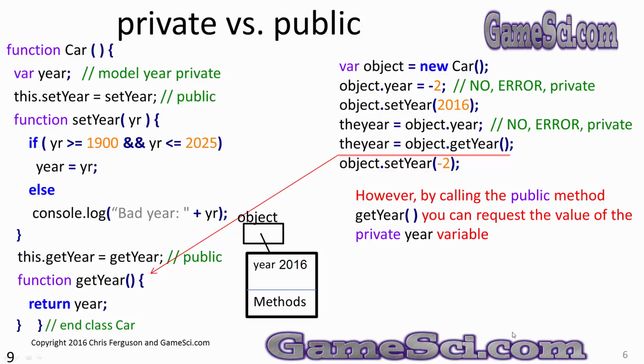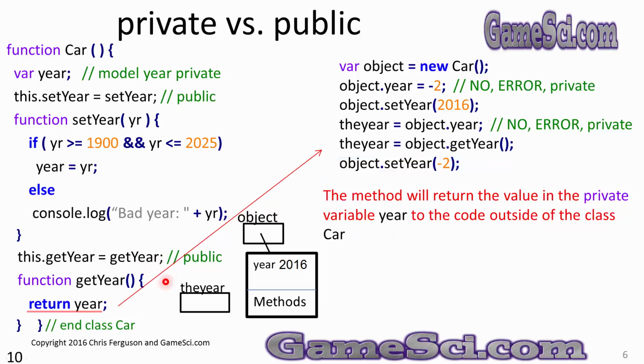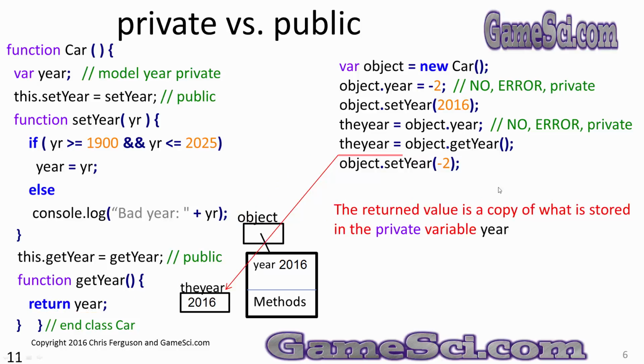The year equals object.getYear. By calling a public method, getYear, you can request the value of a private year variable. I'm going to go in and execute this code in getYear. Let's see what it does. It returns year. The 2016 that was returned is assigned to the year variable right there. The return value is a copy of what was stored in the private variable year. Get methods pull values out of objects. Set methods push values into objects.